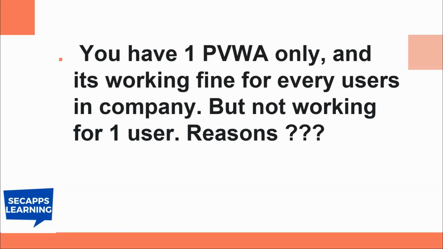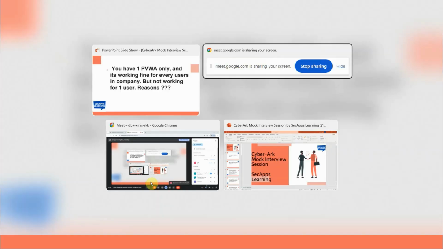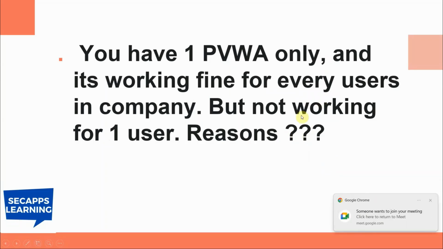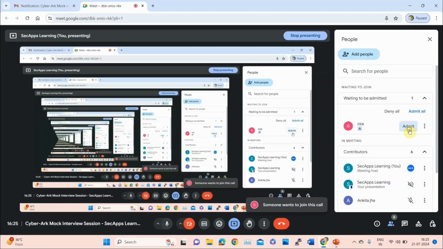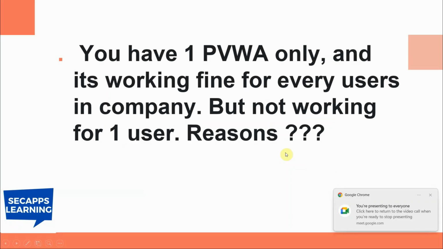You have one PVWA only, and it's working fine for every user in the company, but not working for one user. What could be the possible reasons, guys? Is the URL loading, or is he not able to log into the PVWA? Yeah, let's say he's not able to log into PVWA.